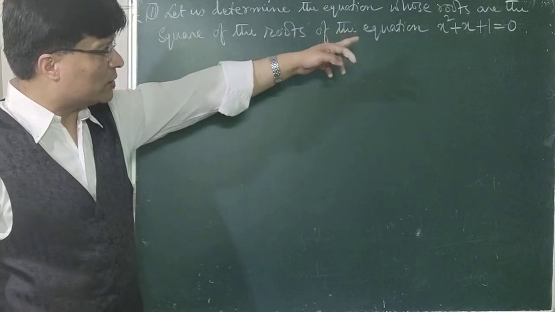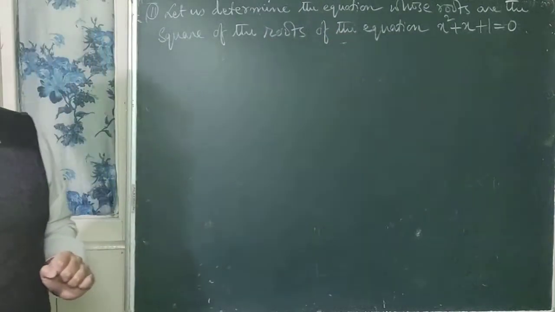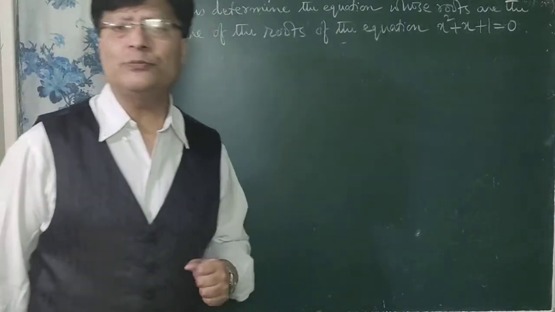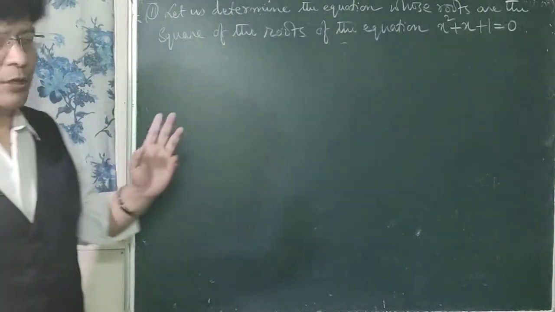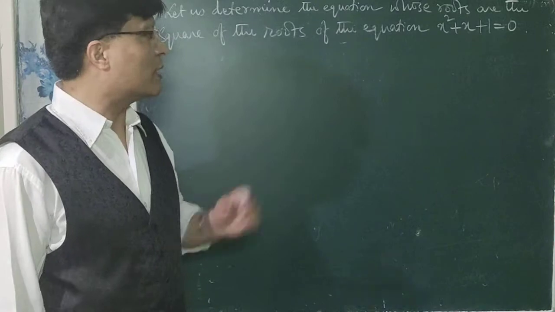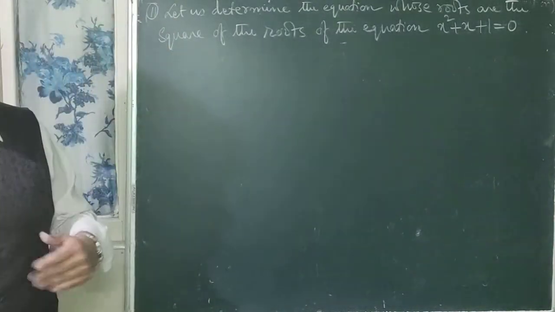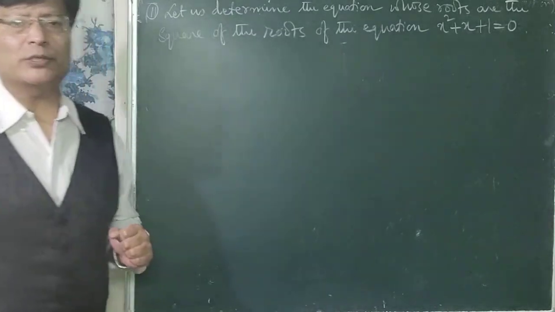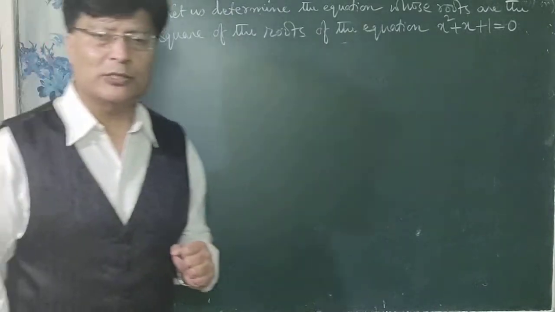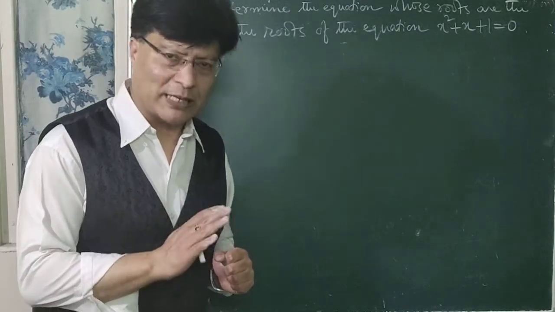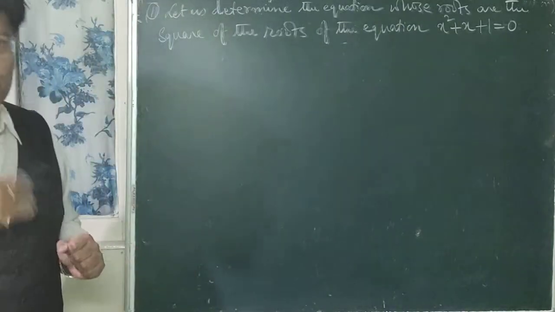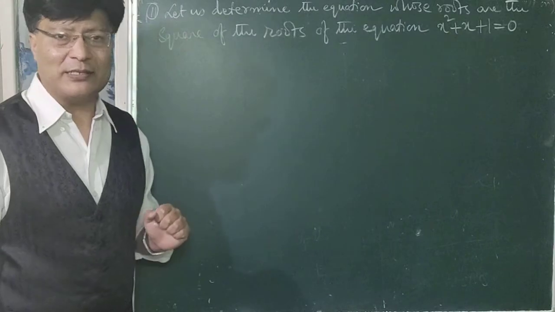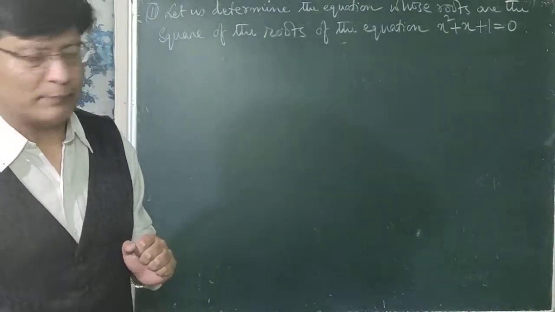The given quadratic equation is this one, x square plus x plus 1 is equal to 0. Here also you have to assume the roots of the given quadratic equation. Suppose it is alpha and beta, right? Then the roots of the required quadratic equation will be the square of the roots of the equation, that is alpha square and beta square.